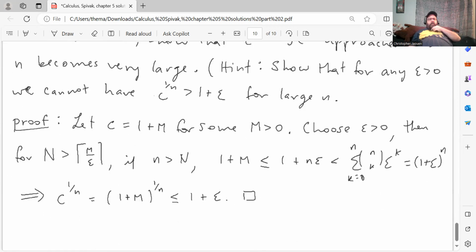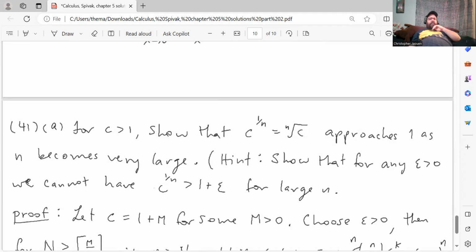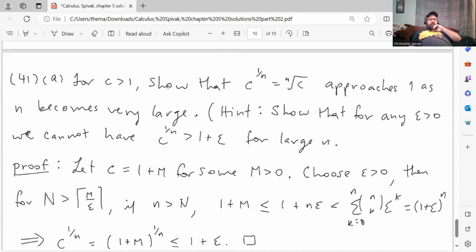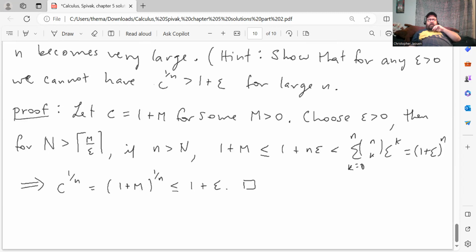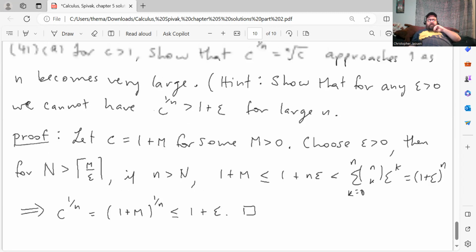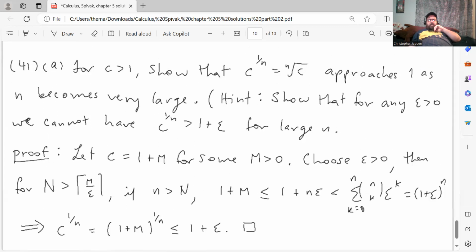Okay, I think this is the last one that I did. So question 41, part A. Oh, I just realized I only did one part of this. Hang on one second. Is there multiple parts to this one? Or am I losing my mind?